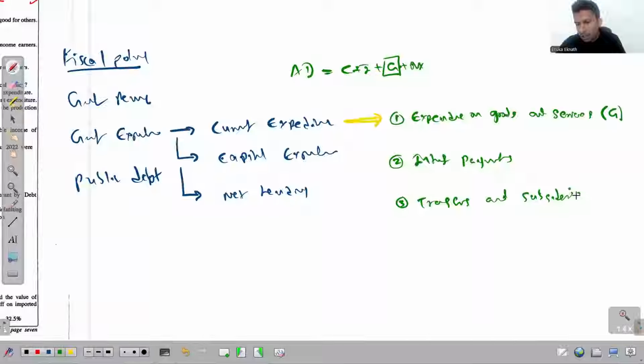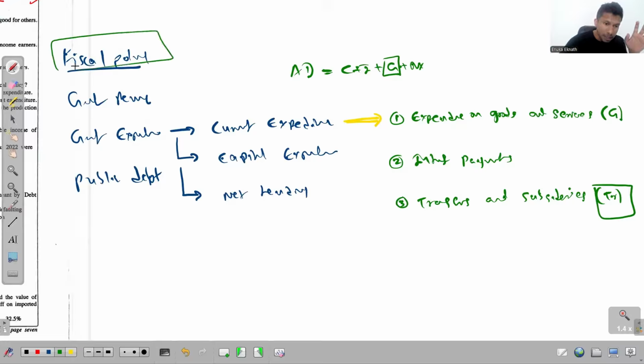Transfers and subsidies. This is where we get TR, transfers. And this is the part related to the question, because this question is from transfers. See, this is all we know with regard to transfers and its relation to fiscal policy. Now, if you have this knowledge, I hope that you can figure out the correct answer.